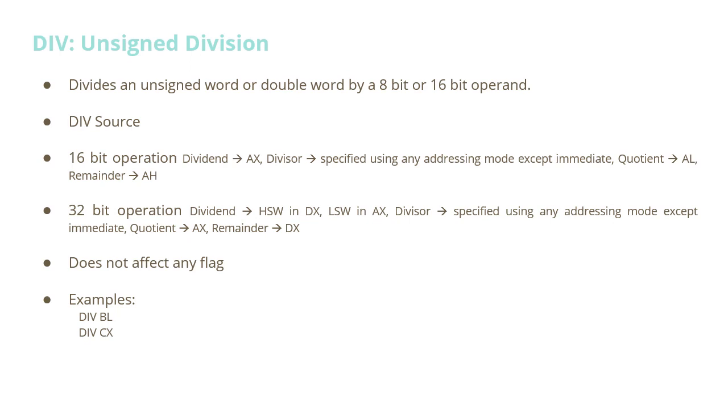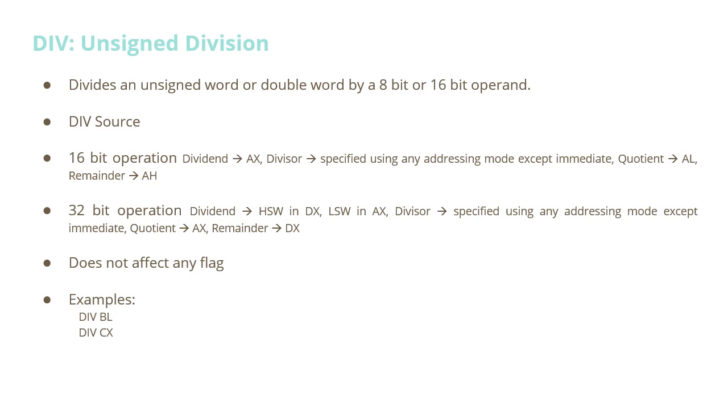The divisor can be specified using any of the addressing modes except the immediate value, and the quotient will be present in the AX register and the remainder of this division operation will be present in the DX register. This division instruction does not affect any flag. The examples of the division instruction are as given here.